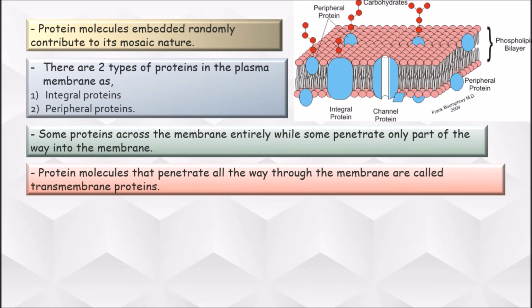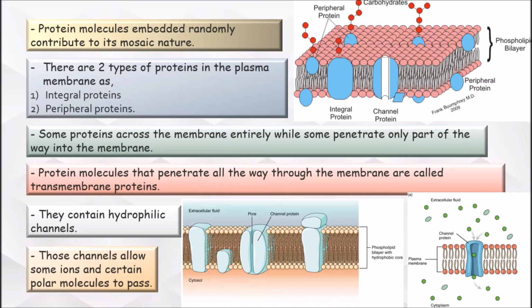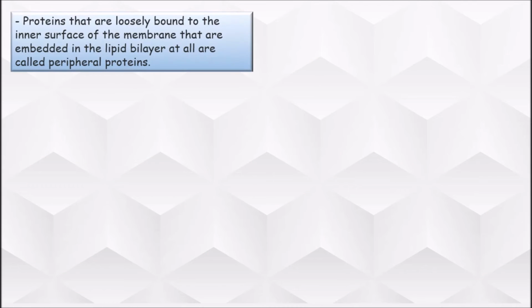The parts of the integral protein that are exposed to the cytoplasm or extracellular fluid are hydrophilic, while the portions of the protein found inside the membrane are hydrophobic. Most of the integral proteins are transmembrane proteins, which have hydrophilic channels. Those channels allow some ions and certain polar molecules to pass. The proteins that are loosely bound to the inner surface of the membrane and not embedded in the lipid bilayer at all are called peripheral proteins.